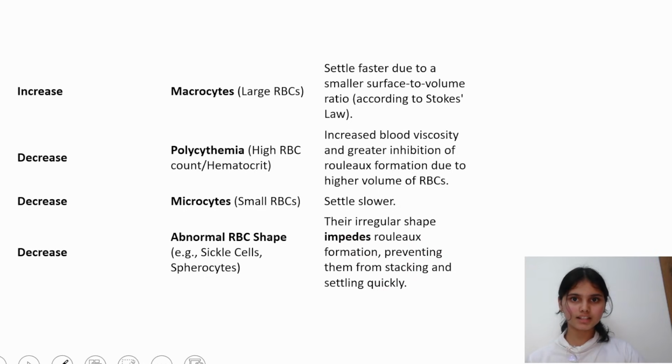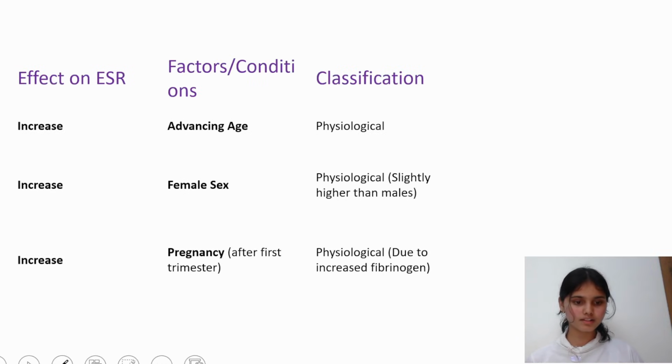So you can understand that for patients who approach you with sickle cell anemia, you can keep that in your head. They're going to have a decreased ESR because their irregular shape prevents the rouleaux formation of the RBCs.